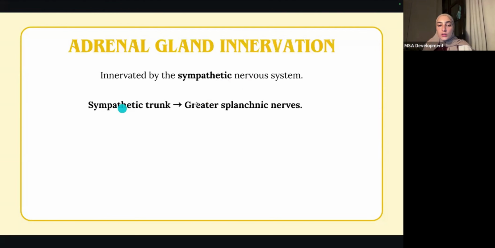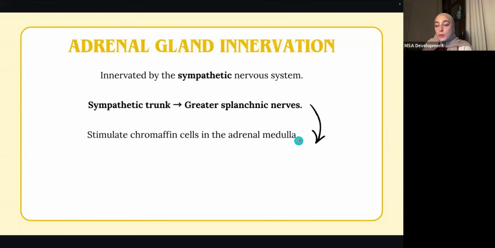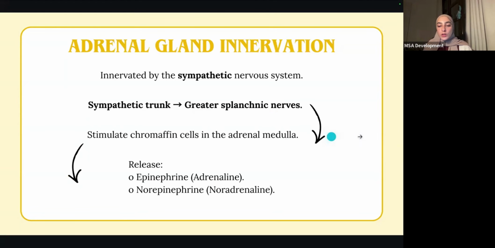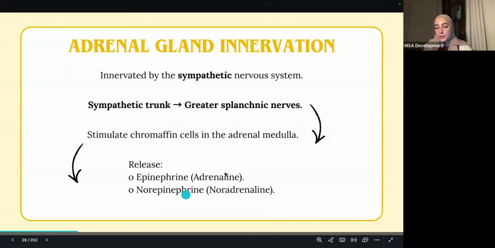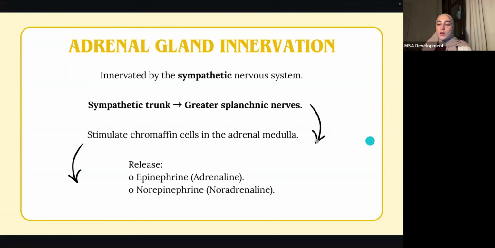From the sympathetic trunk, you have the greater splanchnic nerves, and they go to the adrenal medulla. You know how I said that there's a cortex and a medulla? They go to the medulla, and in the medulla you have chromaffin cells, which I'm going to talk about in histology. When these nerves trigger the release of hormones in the medulla, what would you release? Epinephrine and norepinephrine, okay? This is when your sympathetic nervous system is activated. I don't think it's very high yield, but know it's innervated by the sympathetic nervous system, especially the medulla.